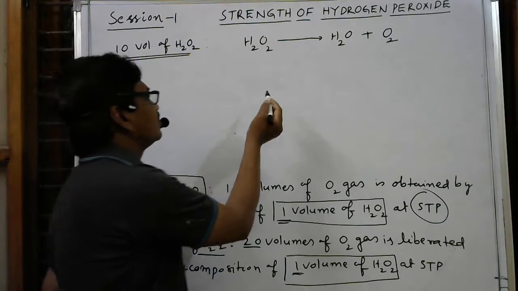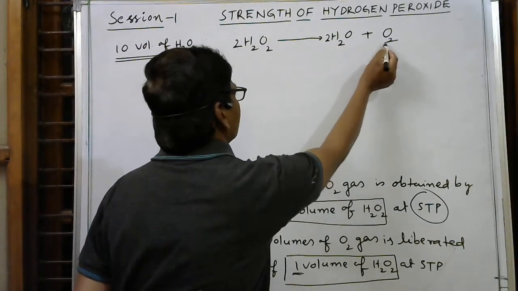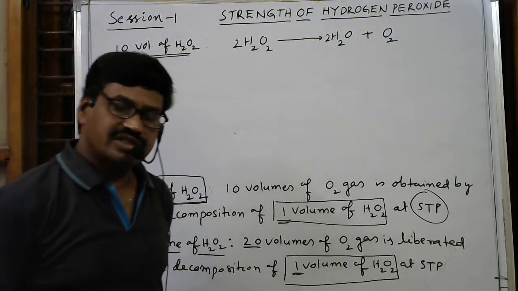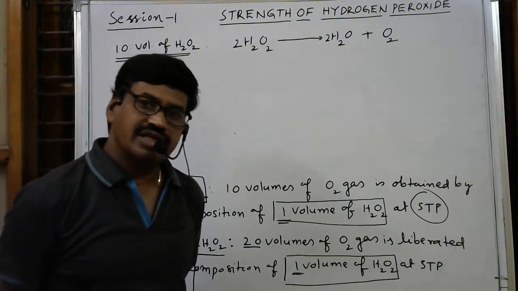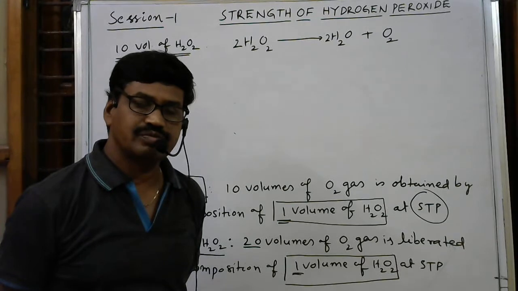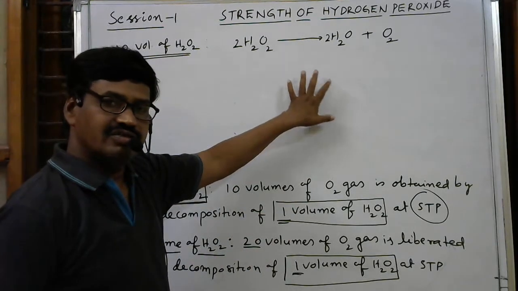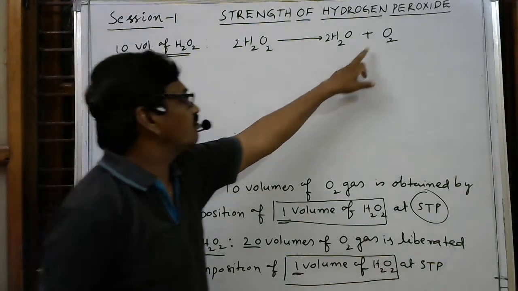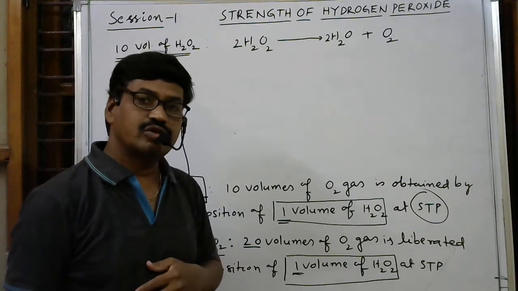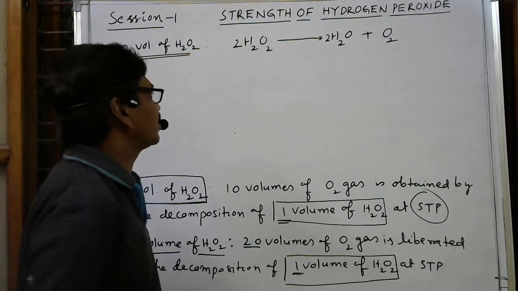Now we have to balance it. So 2H2O2, when it decomposes, gives 2H2O and 1 mole of oxygen gas. As per basic concepts, 1 mole of any gas occupies 22.4 liters of volume at STP. So when we write this reaction on the board, we are considering STP conditions. Here, 1 mole of oxygen gas is liberated, which as per the reaction is nothing but 22.4 liters.